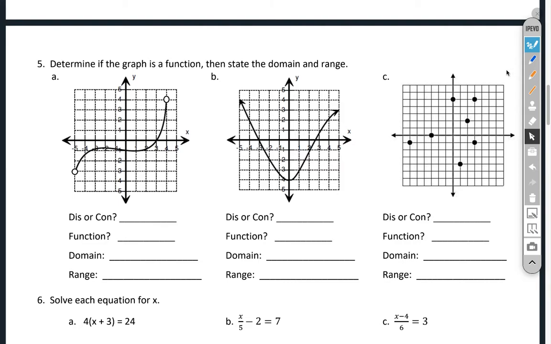All right, so now we're talking about, is it a function, discrete or continuous graph, the domain, and the range. Okay, so first things first, is it discrete or continuous? Well, we know if it's got a line, it is continuous. Is it a function? Does this pass the vertical line test? Yes, it does. So if we're doing a continuous graph, we're going to list our domain and range in algebraic notation.